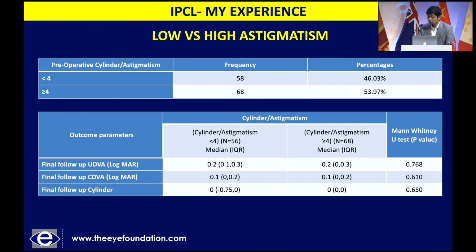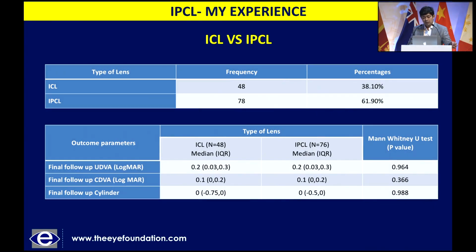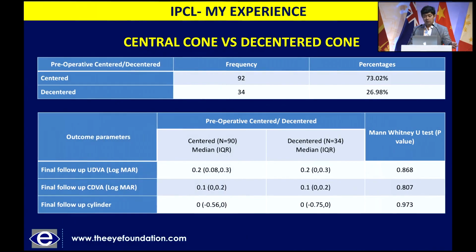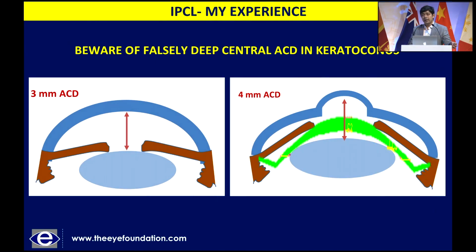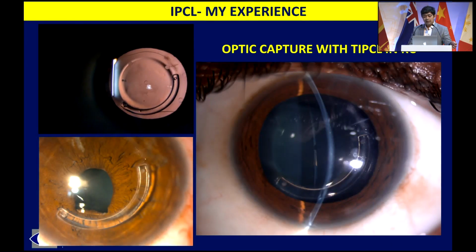It works in both low and high astigmatism, even greater than 4 diopter of astigmatism. It was very good. ICL, IPCL both worked very well. It worked in decentered cones as well. As long as the best spectacle corrected visual acuity is good and the patient is adapted to their cone, it works extremely well. Only thing we need to keep in mind in keratoconus is if the patient has a high Kmax, above 52 or 55, you can have a falsely high anterior chamber depth, and this can lead to a little higher vault and pupillary capture.